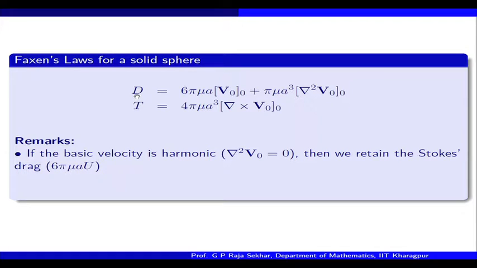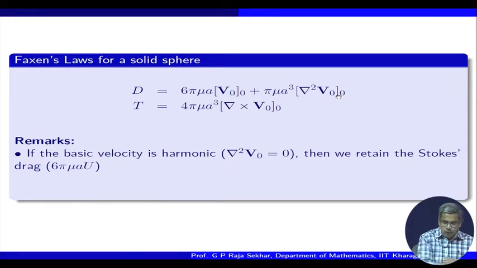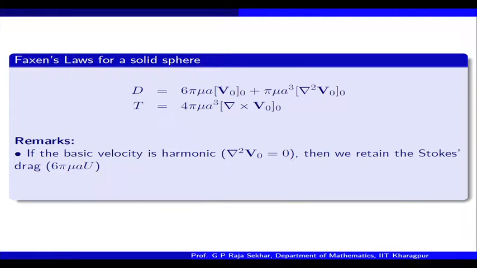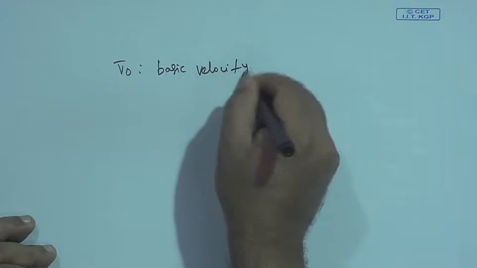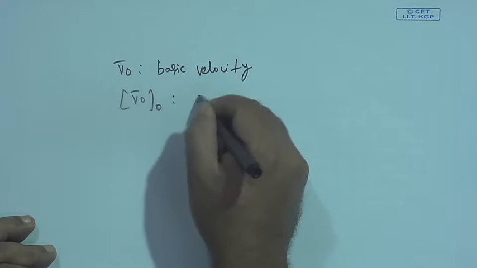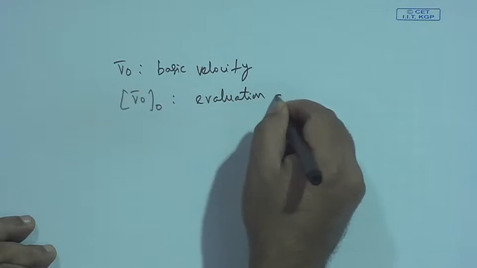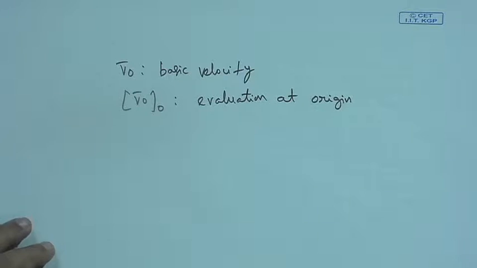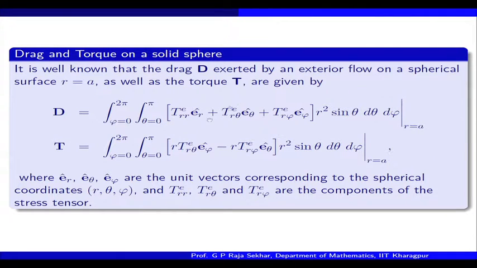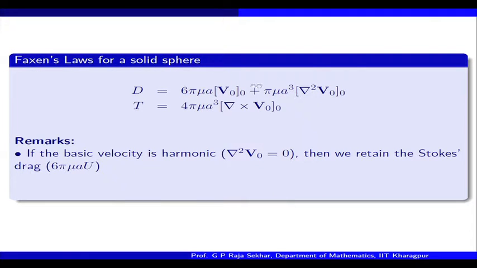Faxon law indicates a compact expression for drag and torque in terms of the basic velocity. So, if V 0 is a basic ambient velocity, drag and torque can be obtained by evaluating at origin. What is the notation? V 0 represents basic velocity. This indicates evaluation at origin, so in this case r equal to 0. So, instead of handling this, one can consider this compact form and try to compute drag and torque.